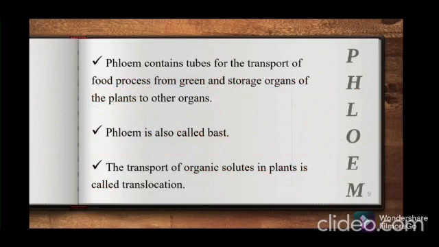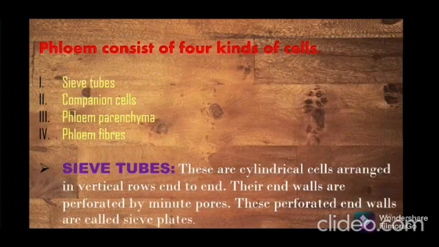Phloem. Phloem contains tubes for the transportation of food prepared in green parts and storage organs of the plants to other organs. Phloem is also called bast. The transport of organic solutes in plants is called translocation. Phloem consists of four kinds of cells: sieve tubes, companion cells, phloem parenchyma, and phloem fibers.